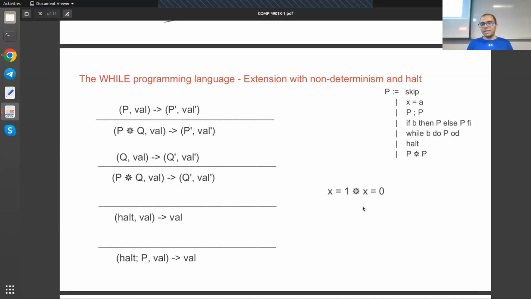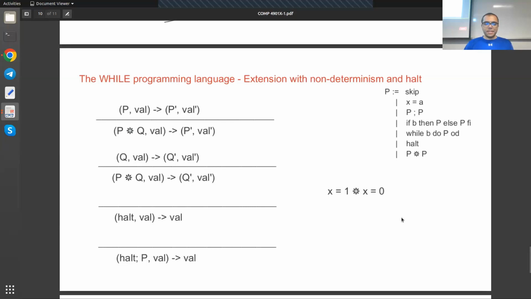Another thing that I want to add is an operation called halt. And basically what this does is that it ends the execution immediately. Okay. So if my program is just halt and I'm at valuation val, my program will terminate in one step. And well, when I write something like this, I mean that my program is the empty program. So my program has terminated, and I've terminated at the same valuation val.